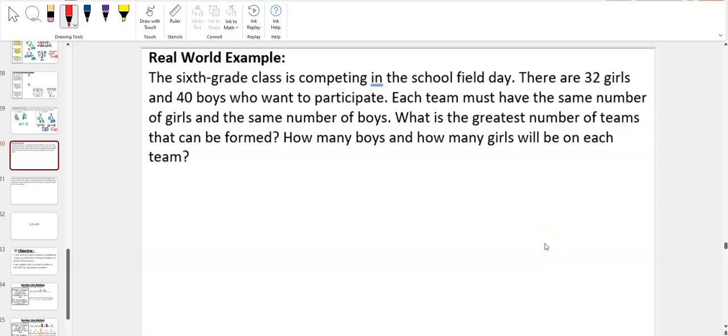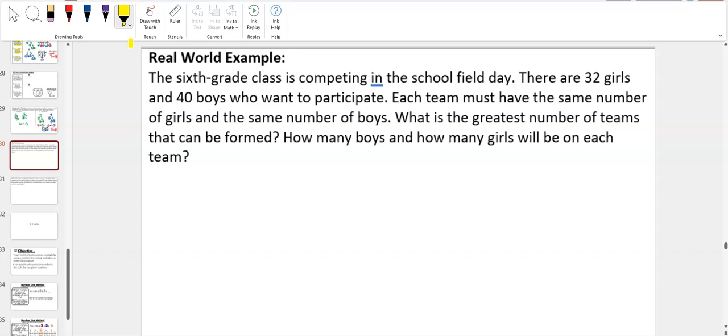Okay, so what we have now are some word problems that go with using GCF. So we have 6th grade classes competing in the school field day. There are 32 girls and 40 boys who want to participate. Each team must have the same number of girls and the same number of boys. What is the greatest number of teams that can be formed? How many boys and how many girls will be on each team?